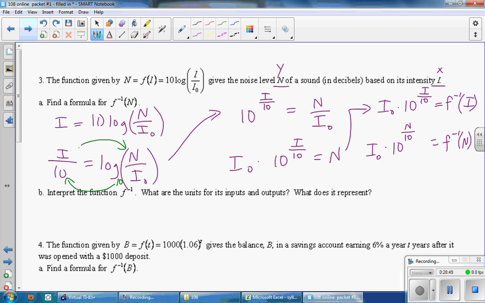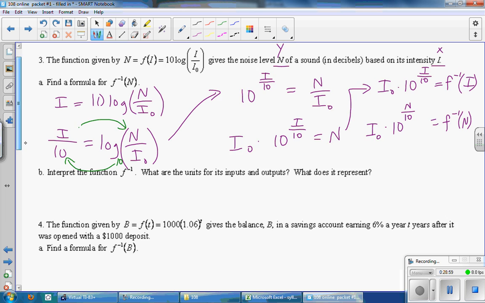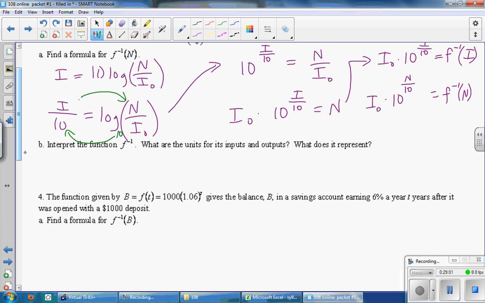Okay, part B, interpret the function. What are the units for inputs and outputs, and what does it represent? So I think a good way to answer the input output question, and a good way to think about interpreting and what it represents, is to start with the original function and think about the input and the output.